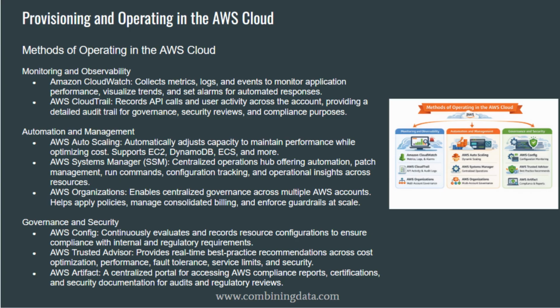AWS Organizations. As environments grow, companies often use multiple AWS accounts. AWS Organizations helps manage them centrally by applying service control policies, SCPs, enforcing governance guardrails, managing consolidated billing, and structuring accounts hierarchically. Example: a company separates development, testing, and production into different AWS accounts, but governs them centrally. Exam tip: if the question mentions multiple AWS accounts with centralized control, the answer is AWS Organizations.